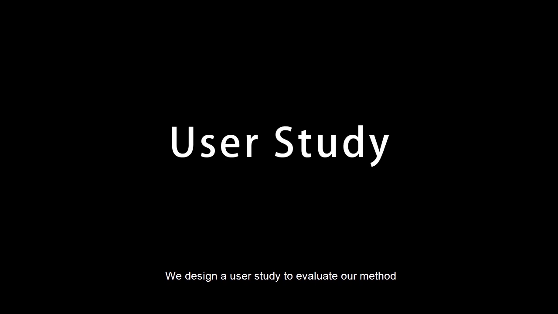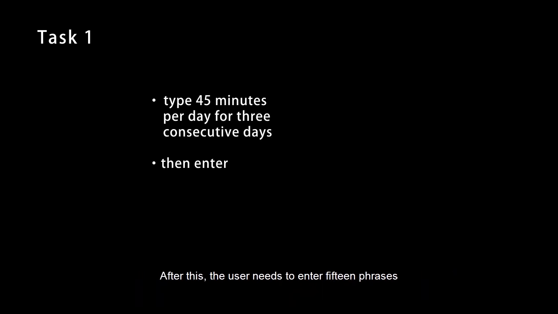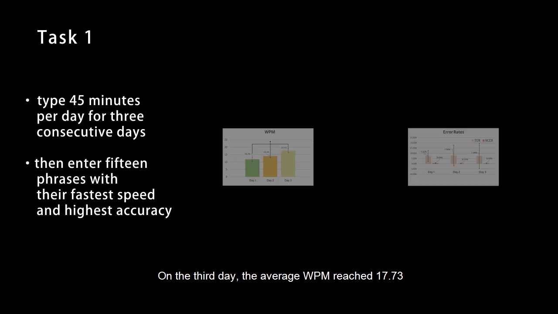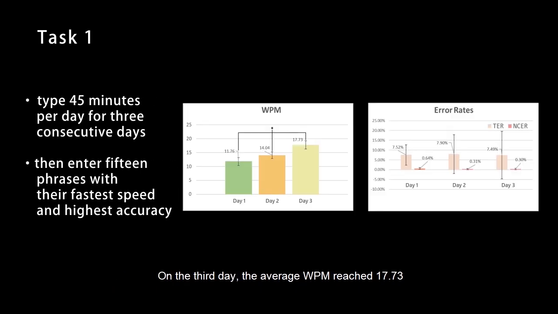We design a user study to evaluate our method. Task 1 requires the user to type 45 minutes per day for 3 consecutive days. After this, the user needs to enter 15 phrases with their possible fastest speed and highest accuracy. On the 3rd day, the average WPM reached 17.73, and one participant reached 24.73 after entering 1 set of phrases. Data of 3 days have similar error rates.